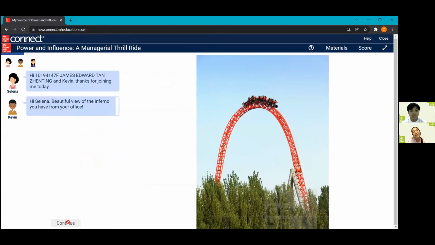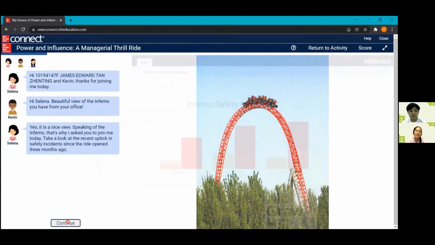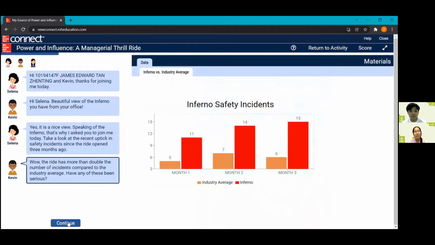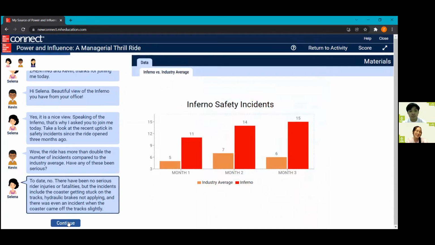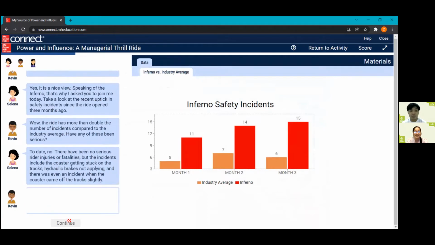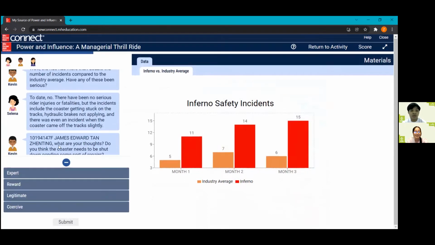So throughout this journey or activity, they'll be asking questions and we'll be using our knowledge about power and influence to answer these questions. So as you see there as the scenario progresses, they'll give us some context, and you can see here, this is the Inferno safety incidents that happened in the previous months. So here's our first question.